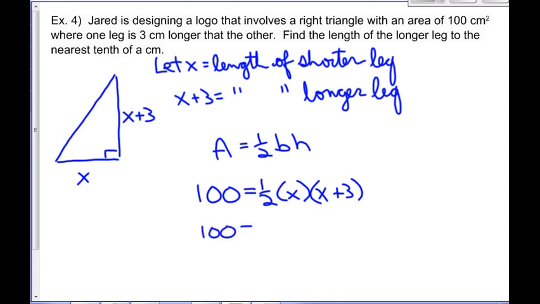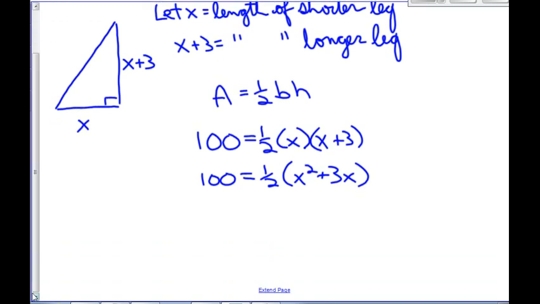Or in other words, we have a half x squared plus 3x. Now, I don't know about you, but I am not a big fan of fractions in these equations. So you can get rid of them. We can just multiply both sides by 2. You don't have to, but it's probably going to make our life a little bit easier. So the half will be gone. And we're left with x squared plus 3x.